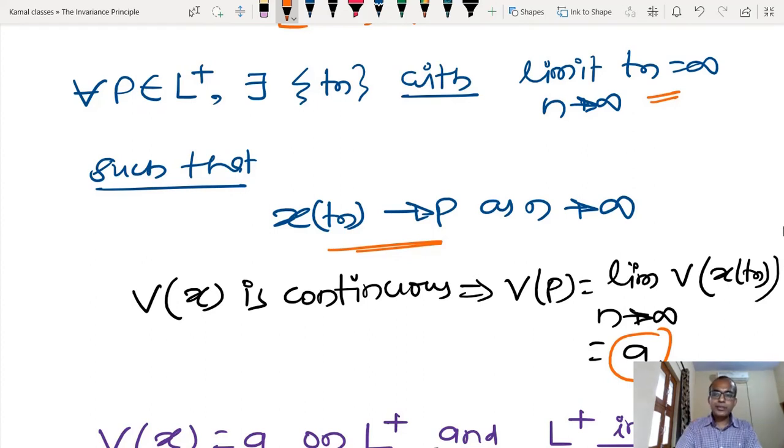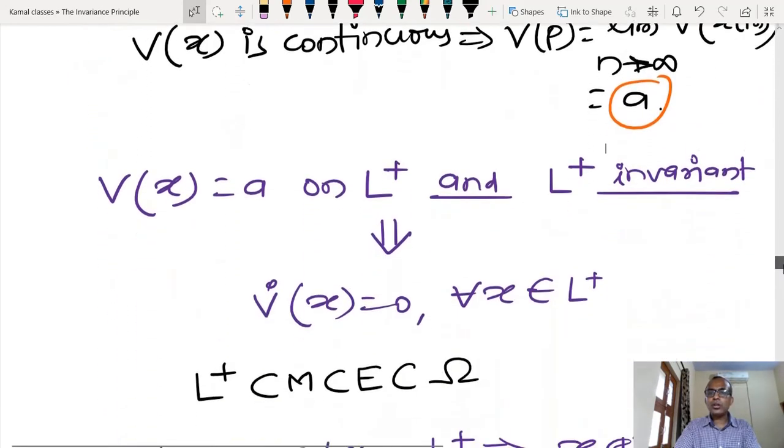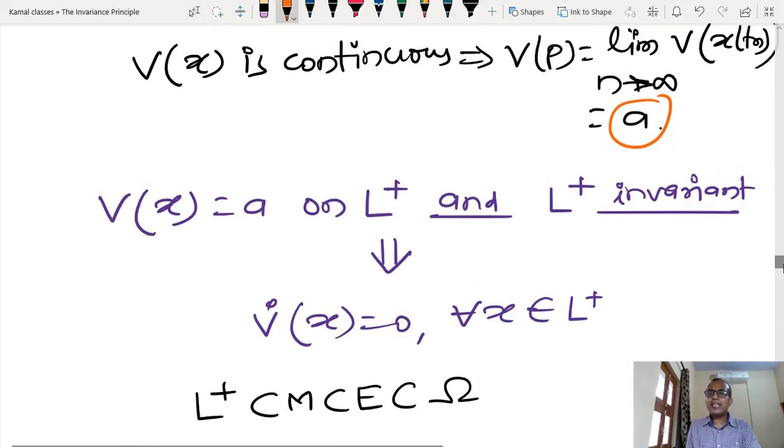If you don't have confusion, then things become very easy. Since V(p) is going to converge to some constant, it means that inside that limit set L plus, V dot of x is automatically 0, because now V is not decreasing. That kind of thing I have written here. So this set where V dot x equals 0 is E. L plus is the limit set, and it belongs to the largest invariant set inside E, where V dot x equals 0, and that lies inside the compact set.